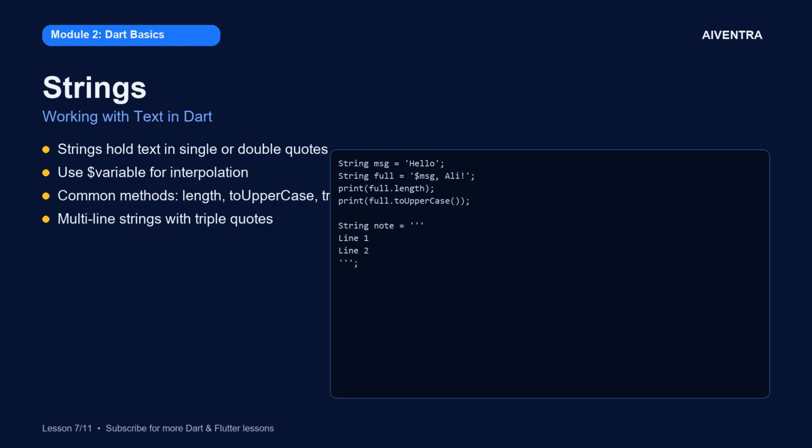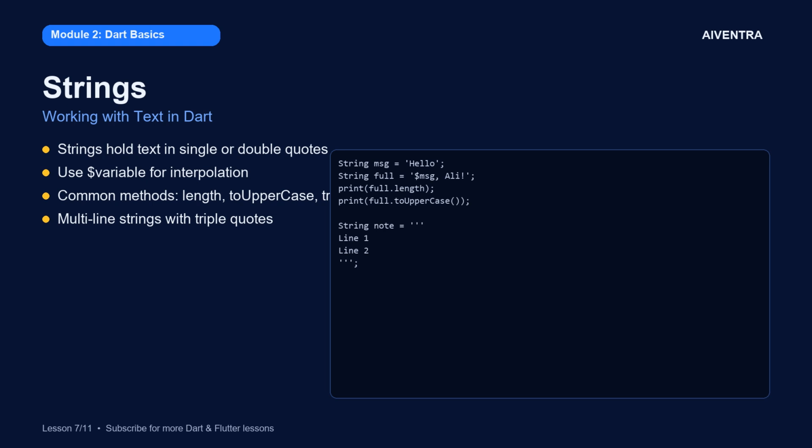This is Lesson 7 of 11, Strings. We will cover this topic deeply with clear examples so you can use it in real Dart and Flutter projects. Text is everywhere in apps: names, messages, labels, and notifications. In Dart, text is stored in the string type. This lesson covers how to create, combine, and manipulate strings effectively.